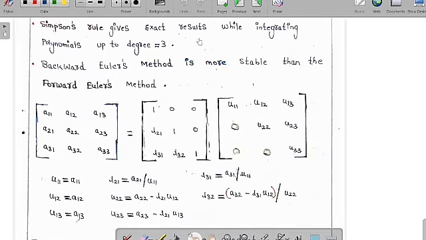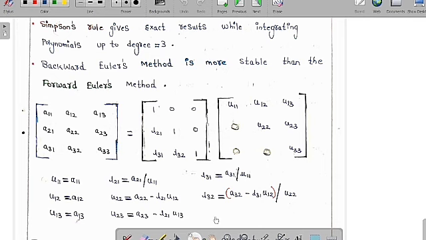Simpson's rule gives exact results while integrating polynomials up to degree 3. I have already told you Simpson's rule can give you exact results for polynomials up to degree 3 only, not more than that. Backward Euler's method is more stable than the forward Euler's method. See, it is more stable. Backward Euler's method is more stable than the forward Euler method.